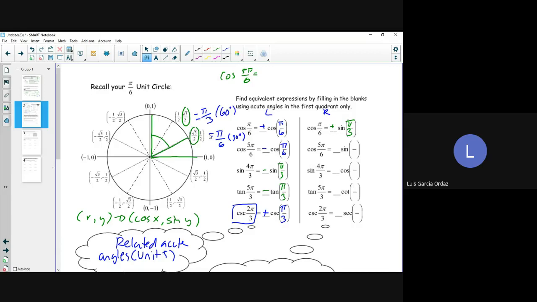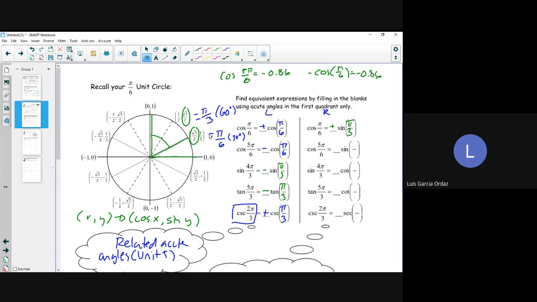What's cos of 5 pi over 6? Negative 0.86. Okay, let's just use a decimal. Sorry, my computer. What's negative cos of pi over 6? Negative cos pi over 6. Okay, it's the same thing. Negative 0.86.